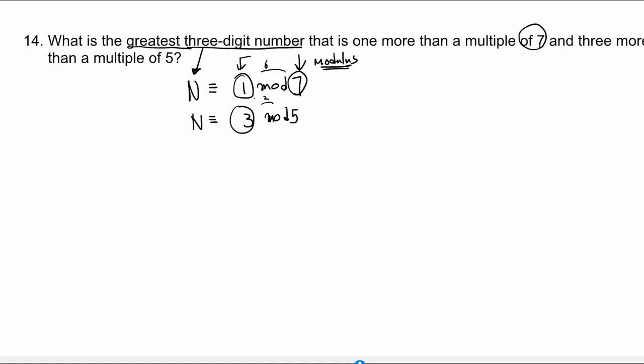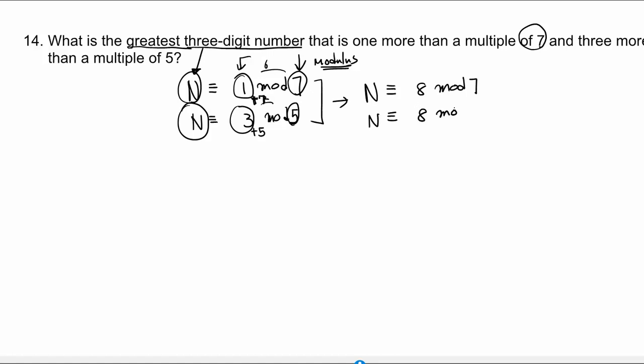In this modular system, you can add 7 or subtract it any number of times. With 5, you can add 5 or subtract 5 any number of times. So use addition, right? It doesn't change the value of n. So what is that? n plus 7 should be 8 mod 7. The next, n plus 5, is 8 mod 5, isn't it? We need some skill over here. Now we got the same number.